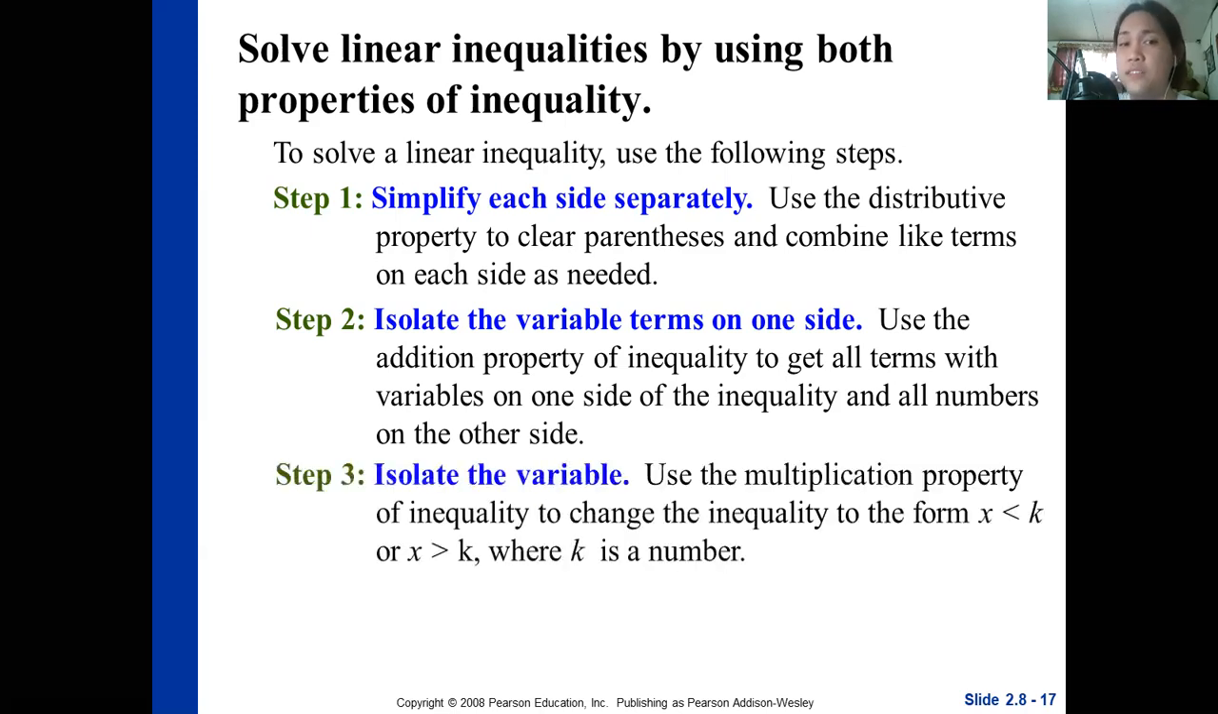Step number three is to isolate the variable. Use the multiplication property of inequality to change the inequality to the form x is less than k or x is greater than k, where k is a number.